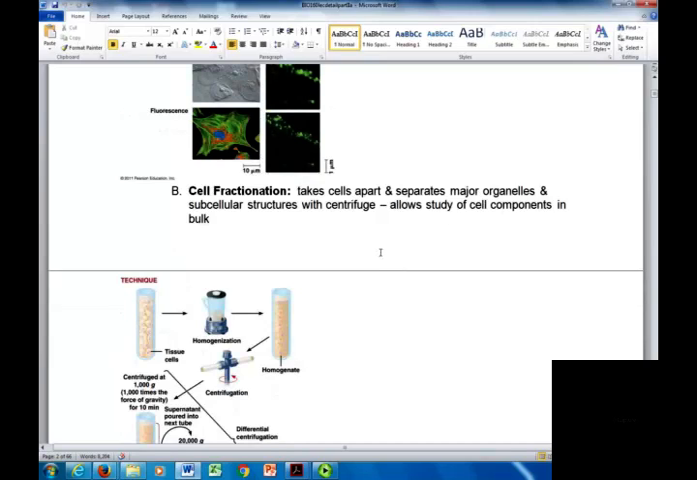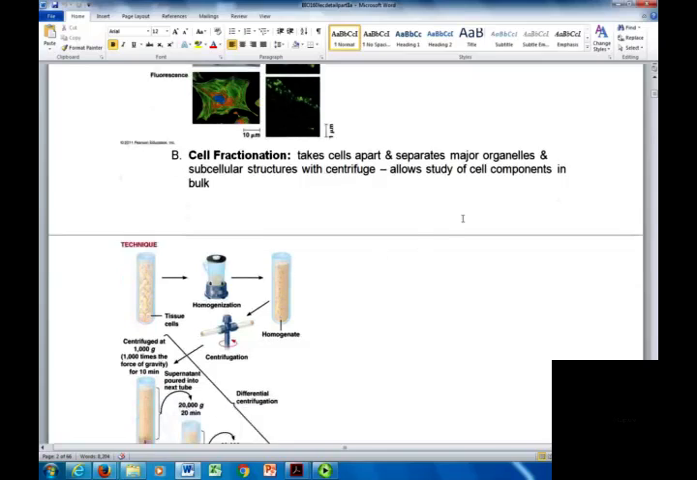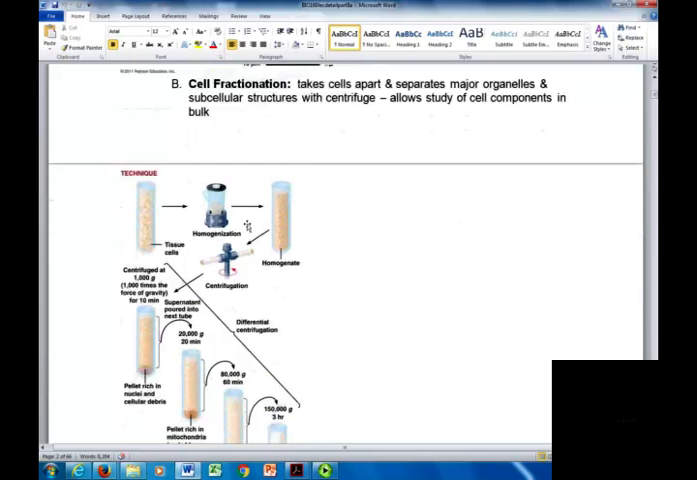And with this, you take the cell apart and you separate out the major organelles and the subcellular structures with the centrifuge. This way you can just study the components you want in bulk. So they do use a blender a lot of times in a lab. It's just like a regular kitchen blender to grind up the cells, and then you use a centrifuge.